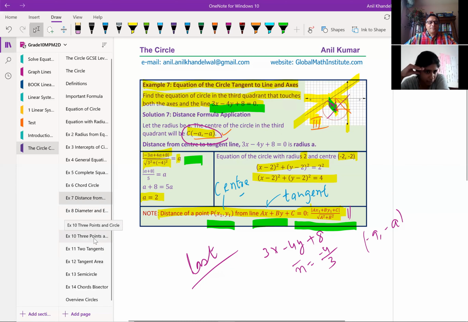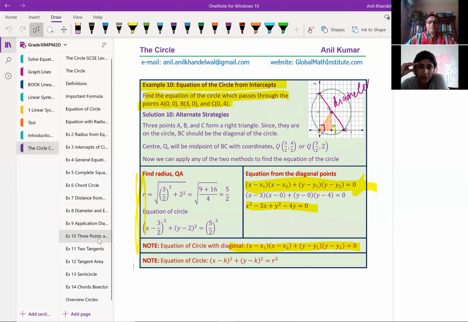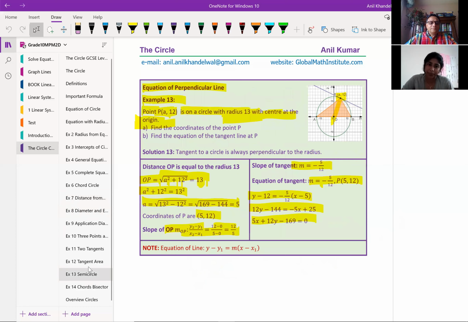And then what's the next one? Oh, 3 points. So we learned that all you need is 3 points to define a circle, if it's obviously in the plane.